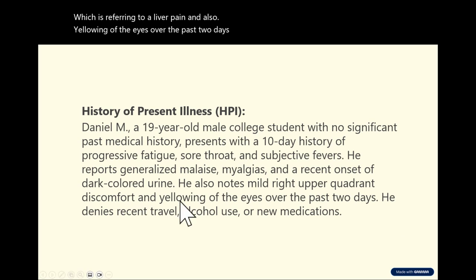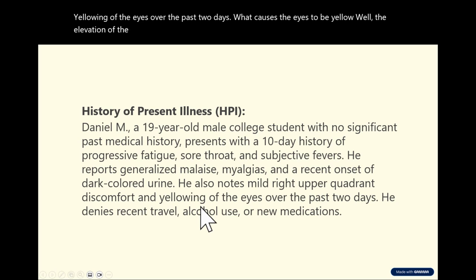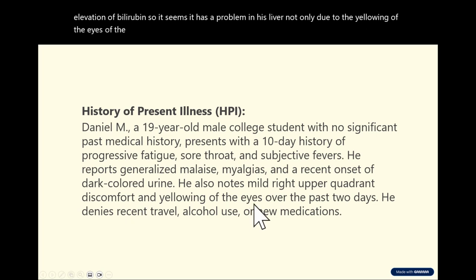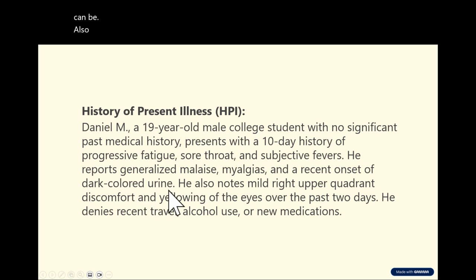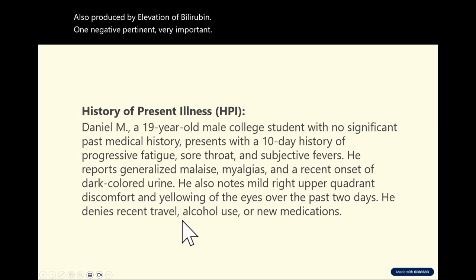What causes the eyes to be yellow? Well, the elevation of bilirubin. So it seems he has a problem in his liver, not only due to the yellowing of the conjunctiva, which is called icterus, but also because the dark color of the urine can be produced by elevation of bilirubin.